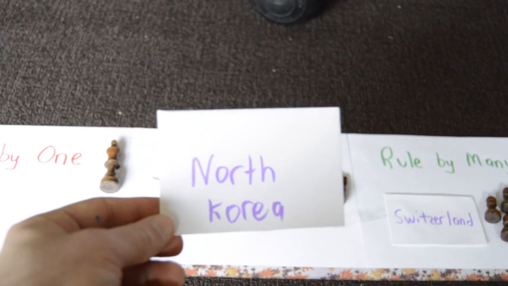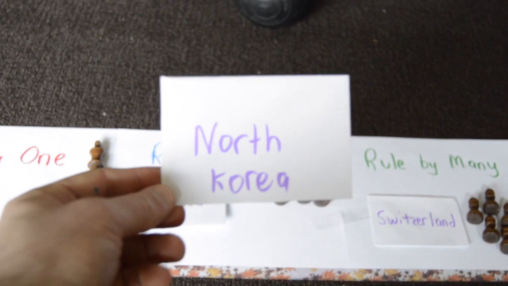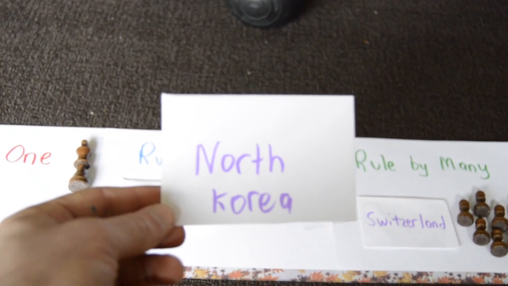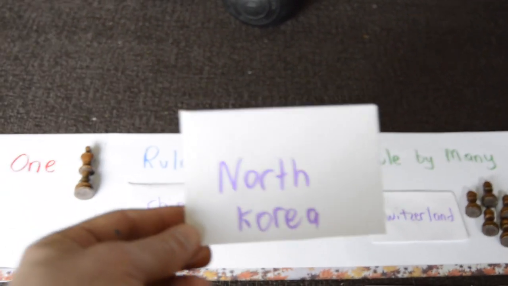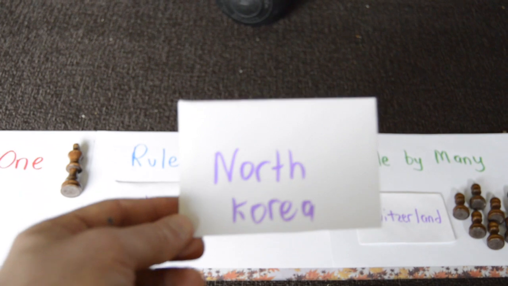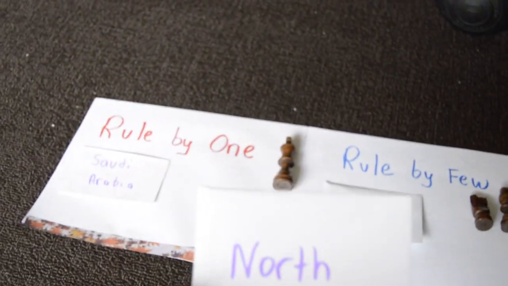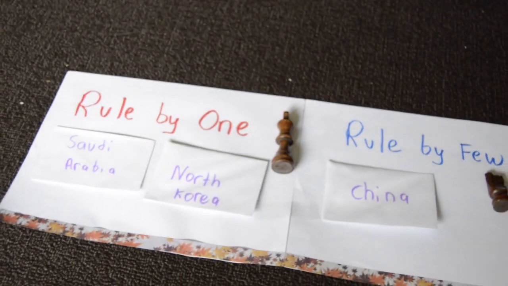Our description of North Korea says that one man controls the country and has power over it. It also says that even though the citizens vote, they don't have choices between people that they want to vote for. There's only one person. So that doesn't sound like rule by many to me. I think it belongs in one of these 2 categories. I'm going to put it in rule by 1. You can make your own choice.